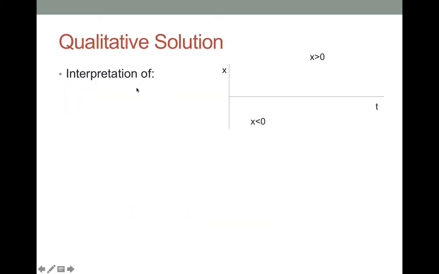Well, we're going to look at it qualitatively first. And by this, we're going to consider what is the meaning of the first and the second derivative. Well, the first derivative, of course, is just the slope.